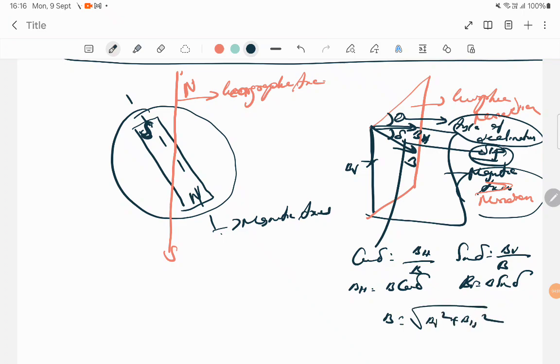Next, the elements of the earth's magnetic field. What are the various components? You know the angle of declination, angle of dip, then what else? You know the geographic meridian, magnetic meridian. These are all the various components of the earth's magnetic field.